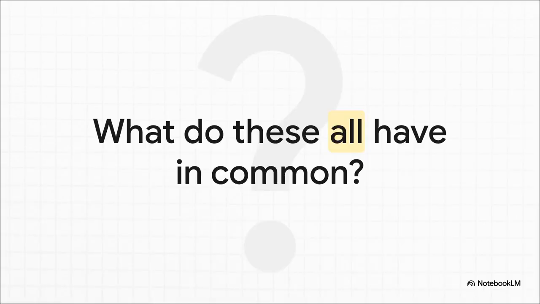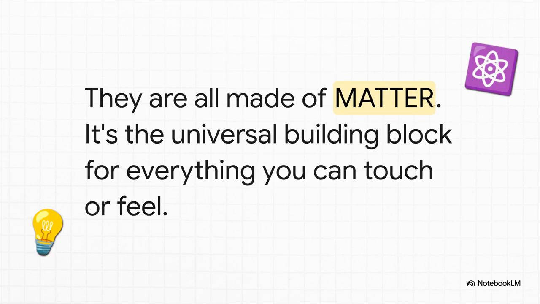Okay, so let's kick things off with a quick question. Picture a heavy bowling ball, a super light balloon that's all blown up, and the invisible air all around us. On the surface, they couldn't be more different, right? But, believe it or not, they all share one single fundamental thing. Any ideas what that might be? The answer is, they're all made of matter. Yep, that's the secret ingredient. It's the universal building block for pretty much everything you can see, touch, or even feel.